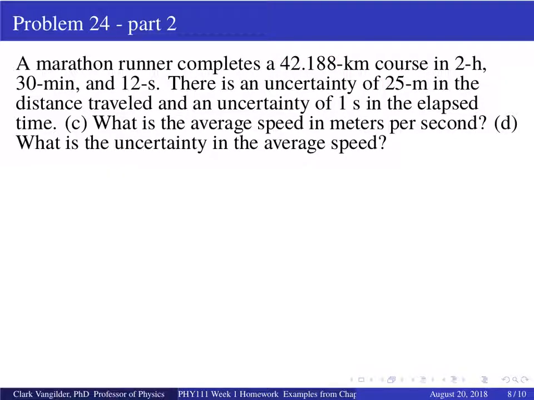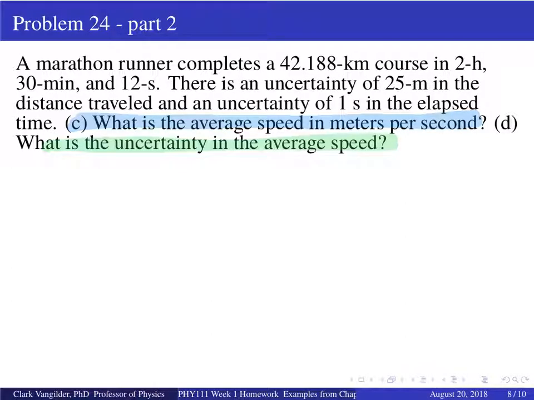Well, let's continue the problem. I did A and B on one slide because I didn't think I'd have room for C and D, but I ended up having it. So now let's do C and D. What's the average speed in meters per second? And then what's the uncertainty in the average speed? So we haven't studied speed yet, but I think you know that speed comes in units of length per unit of time, right? You've driven a car, you know what speed is. I'm not going to pretend you don't know what speed is. You may not understand it fully, but you know what it is.